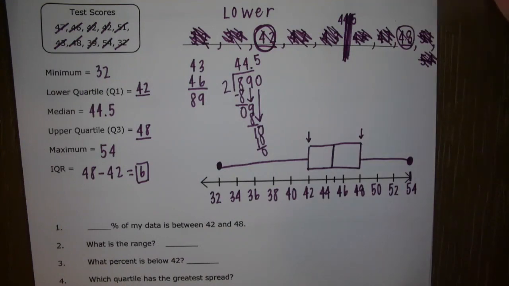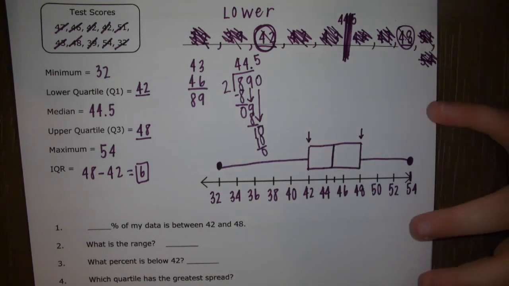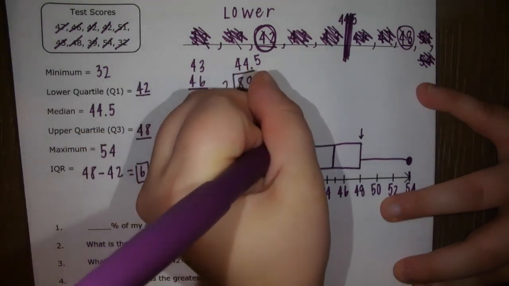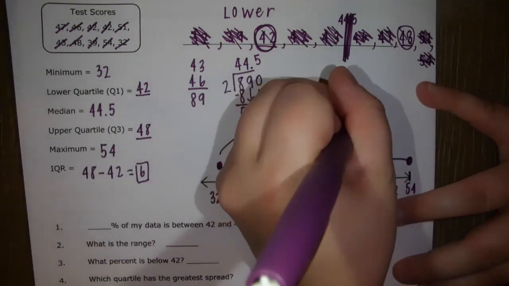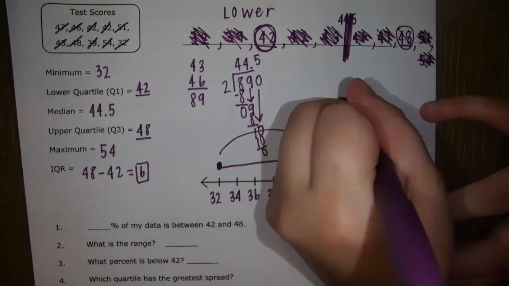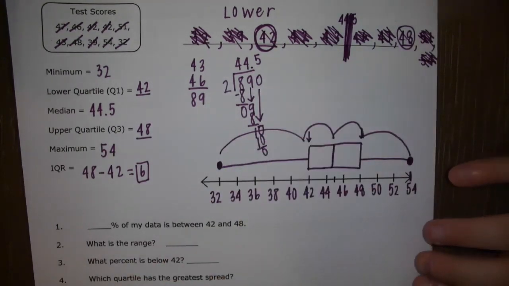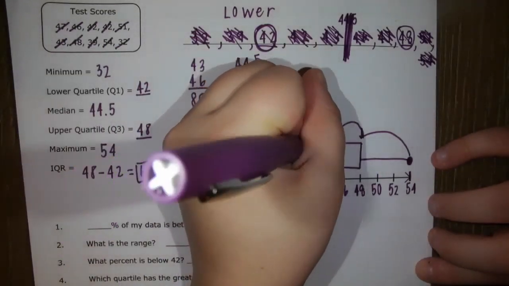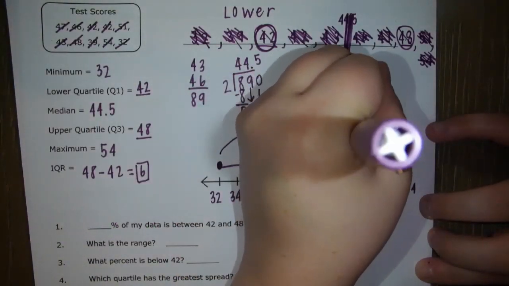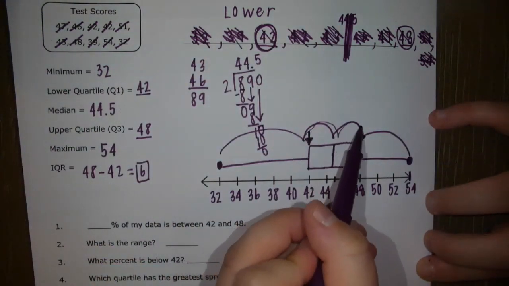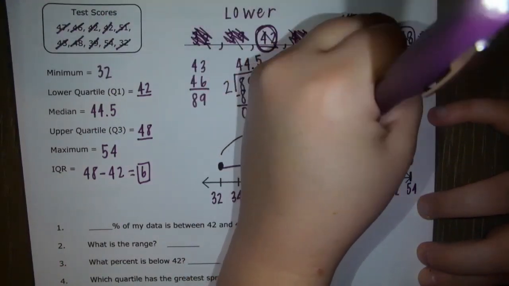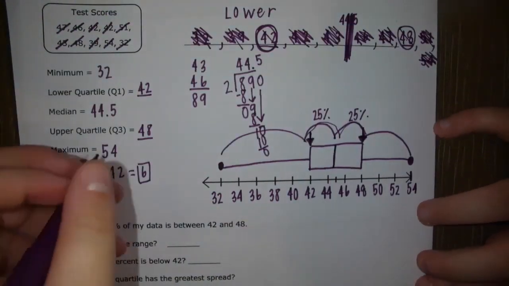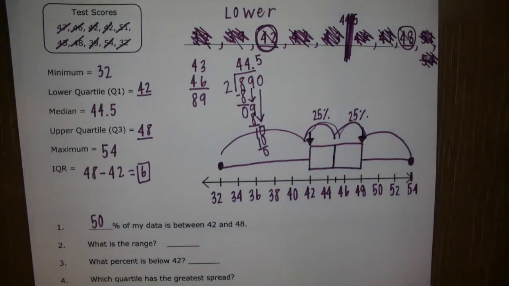We learned that splitting up our box plot into 4 different sections, each section accounted for 25%. So this section would have been 25%, this section, 25%, this section, 25%, and this section, 25%. To go from 42, which is here, to 48, we had to hop over 2 sections. 25% in this section, 25% in this section. This box contains 50% of your data.